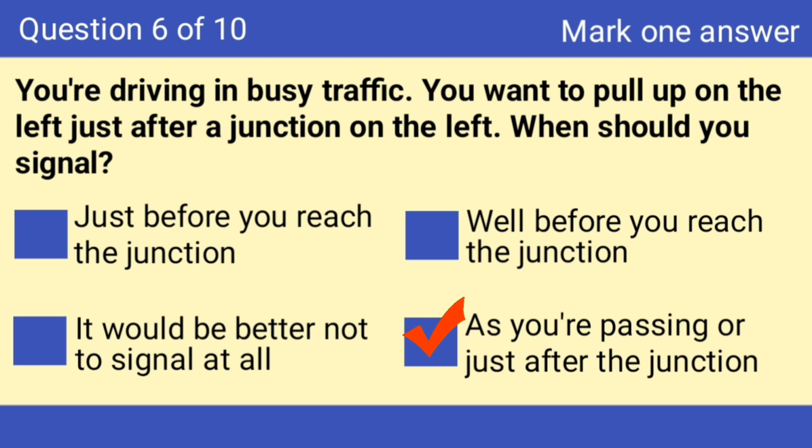The correct answer is as you're passing or just after the junction. Explanation: you need to signal to let other drivers know your intentions. However, if you indicate too early, they may think you're turning left into the junction. Correct timing of the signal is very important to avoid misleading others.